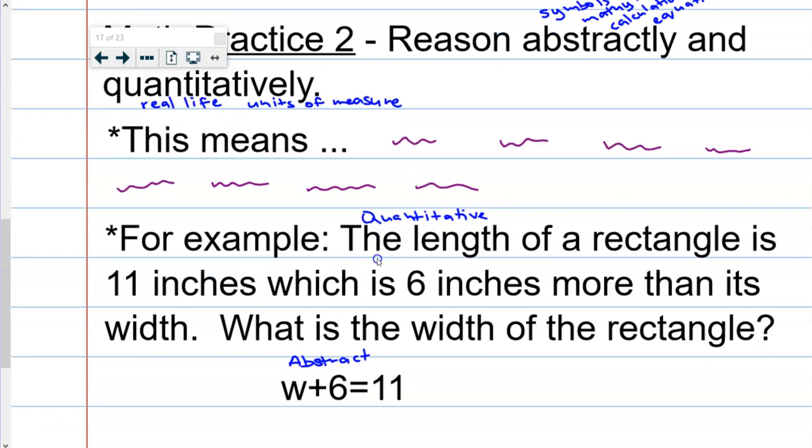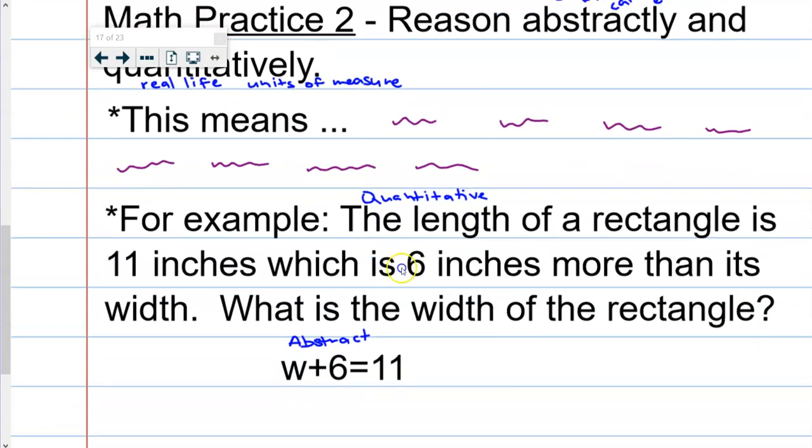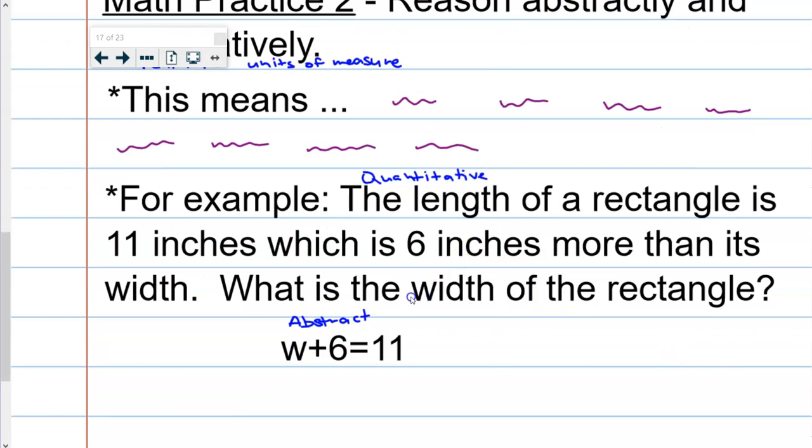Okay, we have our example written. And again, here's more examples of quantitative and abstract. The length of a rectangle is 11 inches, which is 6 inches more than its width. What is the width of the rectangle? That's your quantitative example. But we can abstract that and make it so much simpler by just saying W plus 6 equals 11, solve for W. Understand, it's the same situation. One of them is so much easier to solve because we took the quantitative and made it abstract.